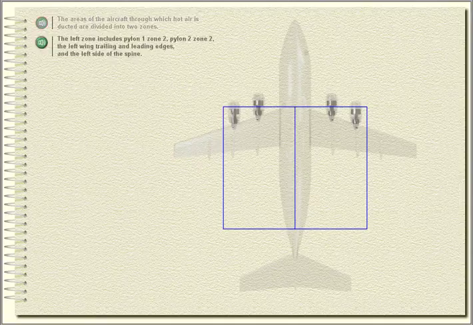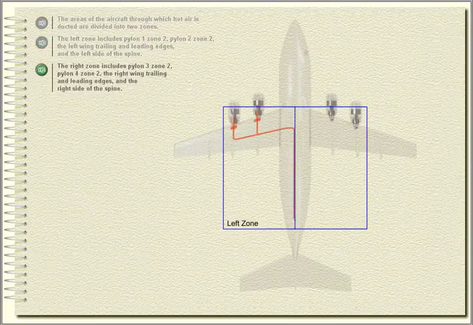The areas of the aircraft through which hot air is ducted are divided into two zones. The left zone includes Pylon 1 Zone 2, Pylon 2 Zone 2, the left wing trailing and leading edges, and the left side of the spine. The right zone includes Pylon 3 Zone 2, Pylon 4 Zone 2, the right wing trailing and leading edges, and the right side of the spine.